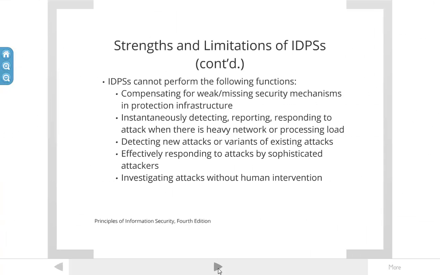At the same time, the limitations are that you are compensating for weak or missing security mechanisms in protection of infrastructure. You also are instantaneously detecting, reporting, and responding to attacks when there is heavy network or processing load. Those false positives will happen when your database is getting really, really busy because of valid work. Because of the traps that you set up, maybe now the firewall is locking out valid users, right? And so these side effects are unfortunately going to be part of it and a disadvantage.